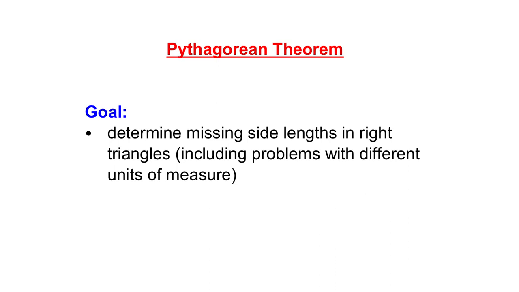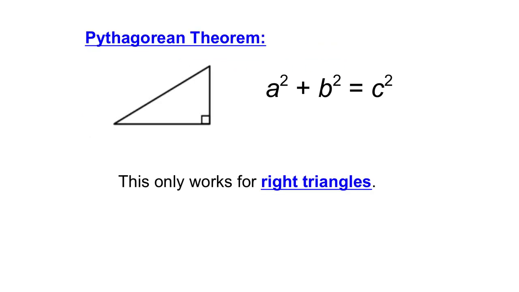So our goal in this lesson is to determine missing side lengths in right triangles. And of course, we will be doing that using the Pythagorean theorem. And that is, of course, a squared plus b squared equals c squared. This only works for right triangles. So keep that in mind as we do this. A right triangle is a triangle that has a right angle, or a 90-degree angle in it.